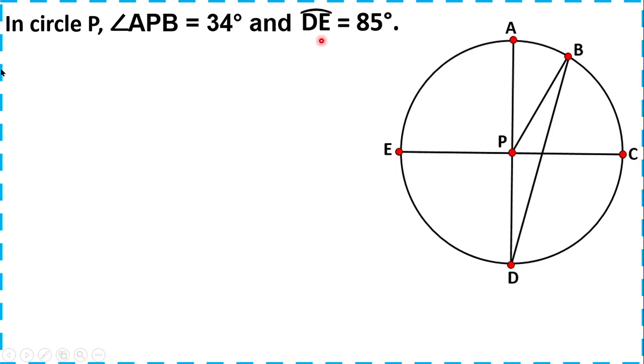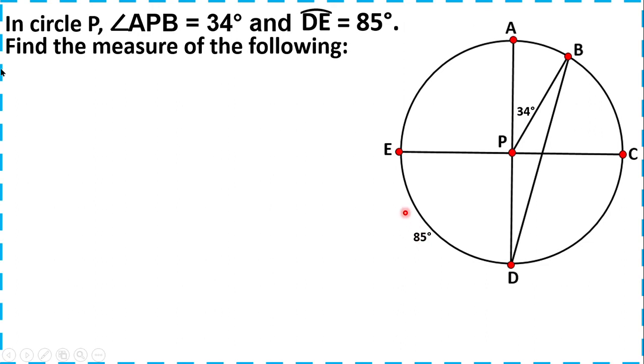Then, yung arc DE naman daw ay 85 degrees. So, ito yung arc DE natin that this is 85 degrees. So, arc DE subtends angle DPE, and this is a central angle. Okay, so angle DPE form vertical angles with angle APC. So, they are vertical angles. So, ito yung dalawang angles na to ay vertical angles. Okay, so 34 degrees, then yung arc DE ay 85 degrees.